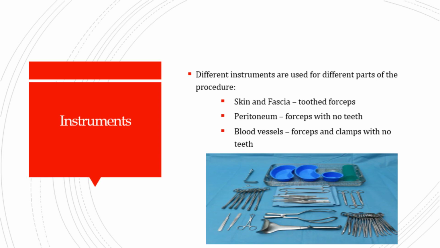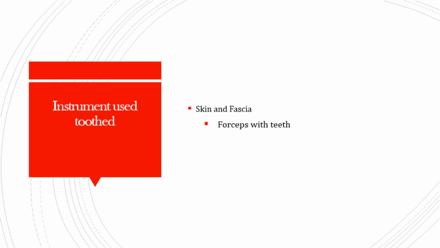You want to make sure you are using gentler instruments on delicate tissue such as forceps with no teeth on peritoneum, whereas on the tougher tissue like the fascia, toothed forceps are more appropriate. In cesarean delivery, the use of forceps with teeth is crucial for manipulating and grasping skin and fascia effectively. These instruments provide a secure grip, which is essential for ensuring precision during surgical procedures. Some examples include Ramsay and Bonney forceps.